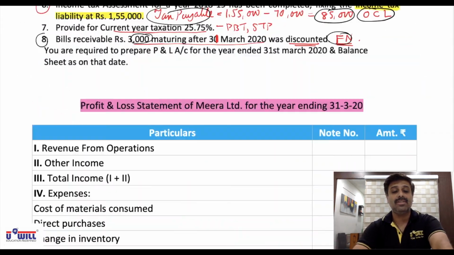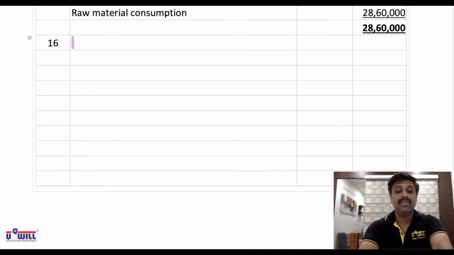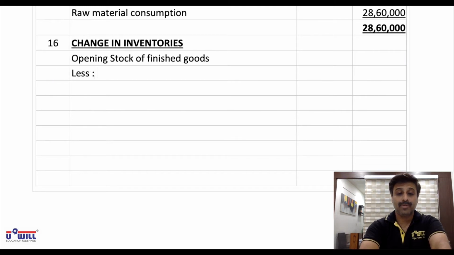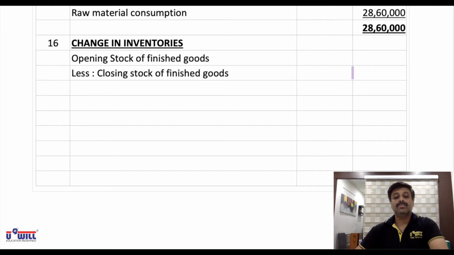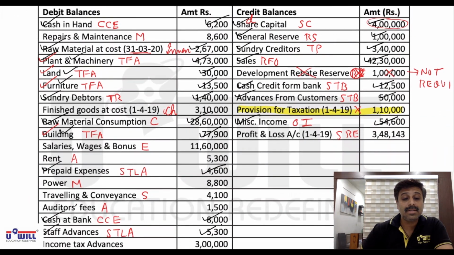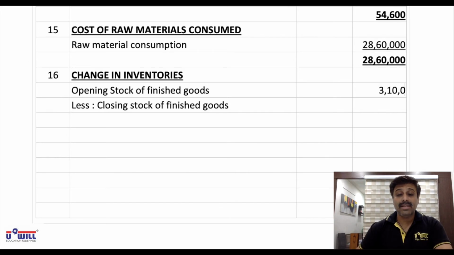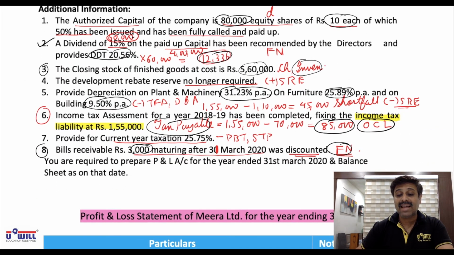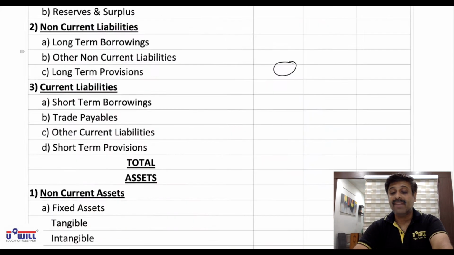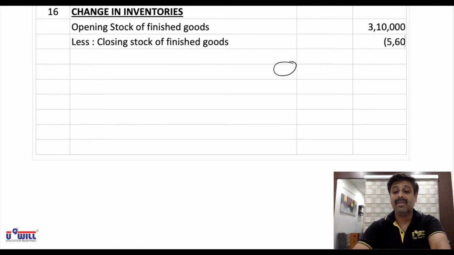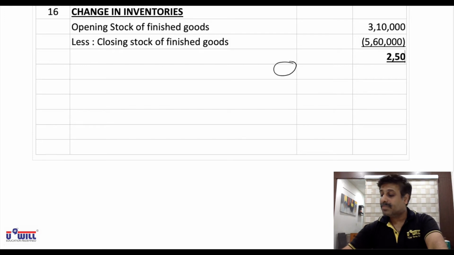So straight away we'll have change in inventories. Direct purchases are not given, so change in inventories. That is opening stock of finished goods minus closing stock of finished goods. Opening stock of finished goods is 3,10,000. From that we minus closing stock of finished goods, that is adjustment 3, 5,60,000. We'll write it in bracket, so we'll get negative amount. 3,10,000 minus 5,60,000 will be minus 2,50,000.